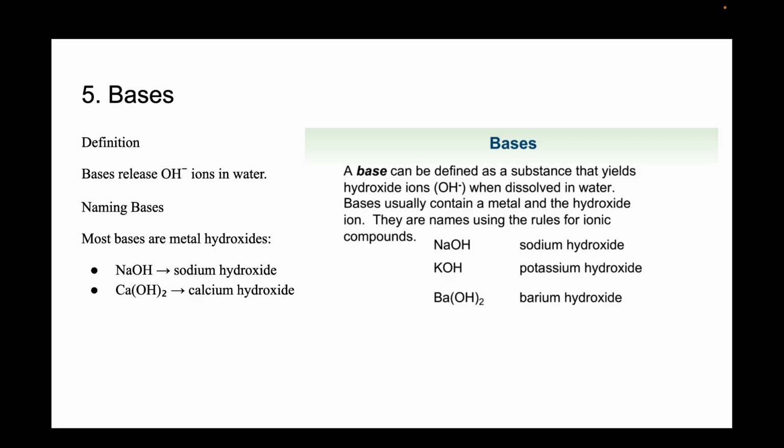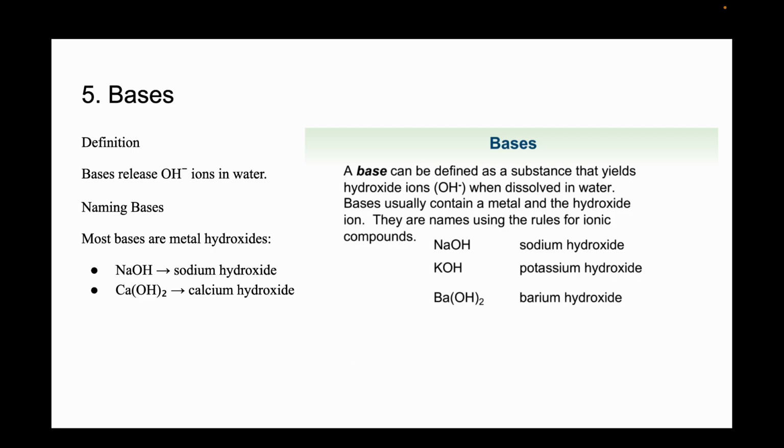So now we're moving on to bases. A base can be defined as a substance that yields hydroxide ions, OH minus 1. Most bases are metal hydroxides, NaOH, sodium hydroxide, Ca(OH)2, calcium hydroxide, and I took this picture right from the slides. Bases are pretty straightforward. They usually just contain a metal and the hydroxide ion, and they are named using the rules for ionic compounds. That's pretty much it for bases. This one's pretty straightforward, pretty easy.